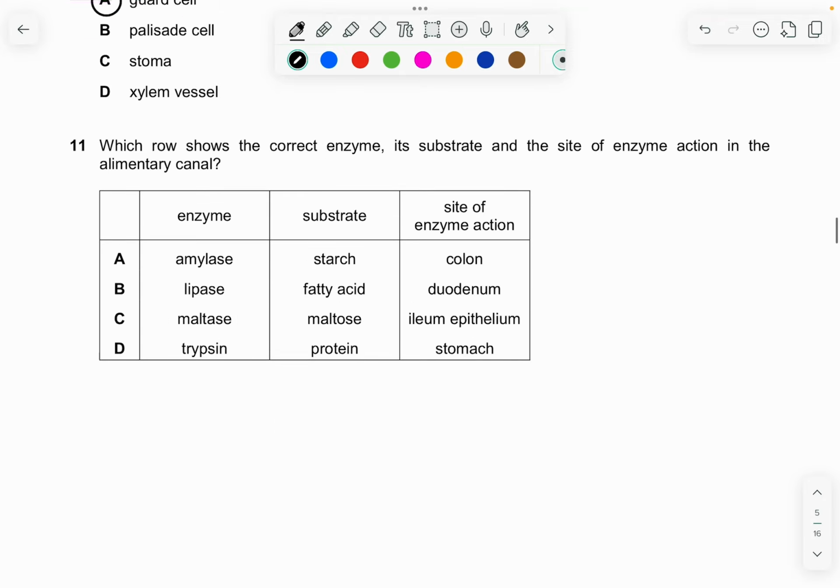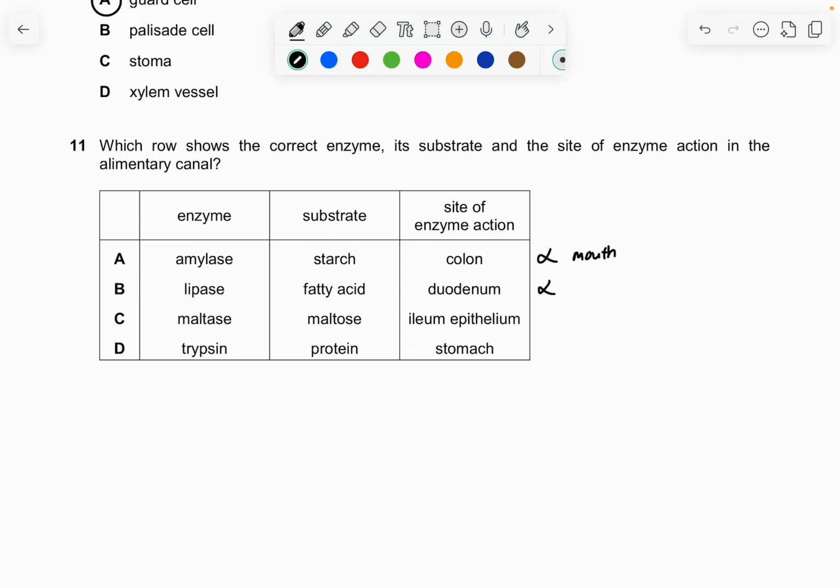Question 11. Which row shows the correct enzyme, its substrate, and the site of enzyme action in the alimentary canal? If the enzyme is amylase, the substrate is starch, and the site of enzyme action is the colon. Wrong. This should be the mouth. Lipase for fatty acids in the duodenum. Not correct. It should be another place.